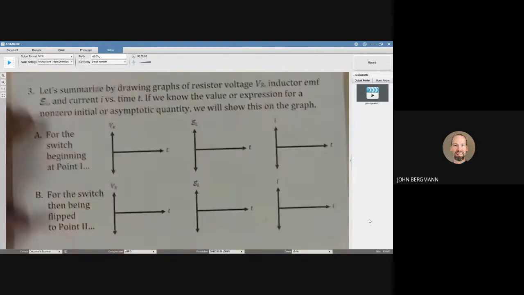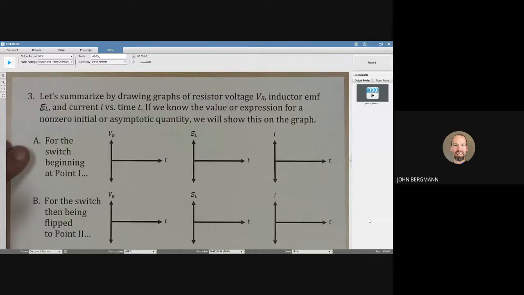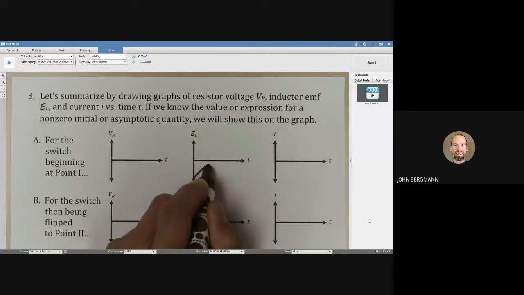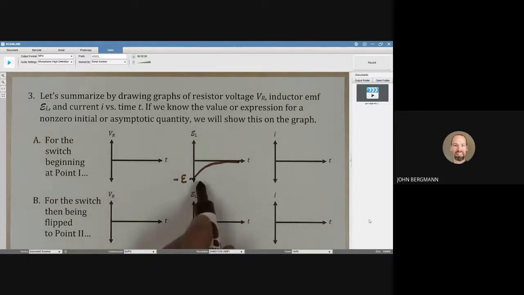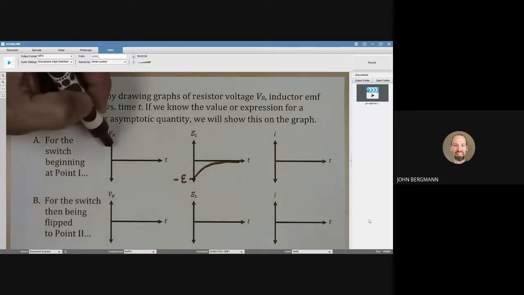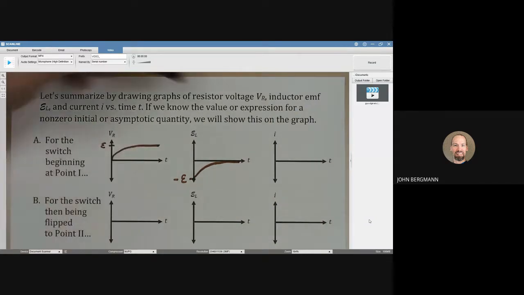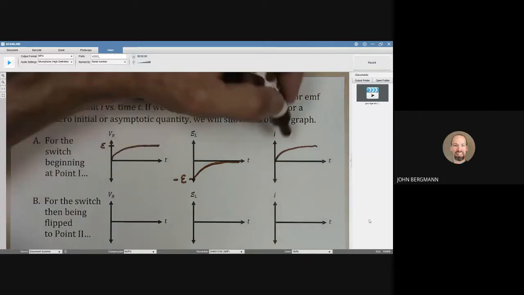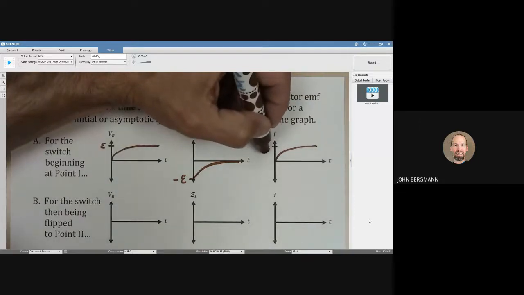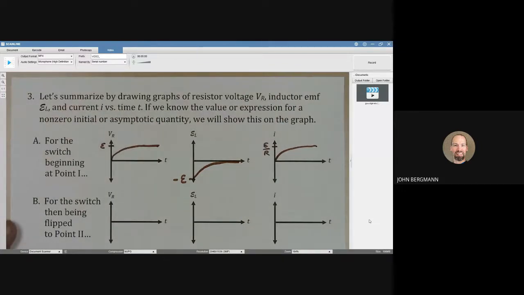Let's finish by drawing some graphs of resistor voltage, inductor EMF, and current. When we started this whole thing, when we flipped the switch to point 1, the inductor fought the battery right at the first instant. And then that inductor quit fighting. Because the inductor fought the battery at the very first instant, there was no voltage drop across the resistor. And why is there no voltage drop across the resistor? Well, there was no current at first, right? This was when we had the switch at point 1. And this asymptote here is that E over R value. That's when we first had the switch to point 1.